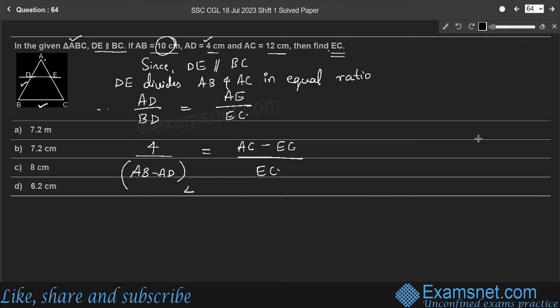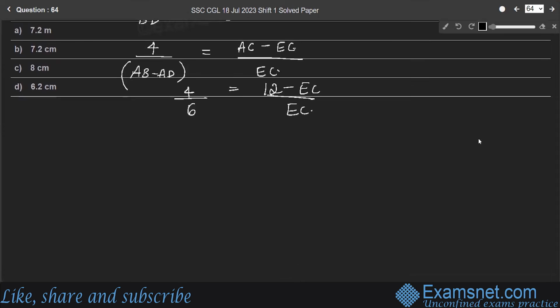Therefore, AD is 4 centimeter. So AB minus BD. AB is 10 centimeter, right? AB is 10 centimeter, AD is 4 centimeter. So 10 minus 4 becomes 6 centimeter is equal to AC, which is given as 12 centimeter minus EC, divided by EC. We need to find the value of EC here, right?